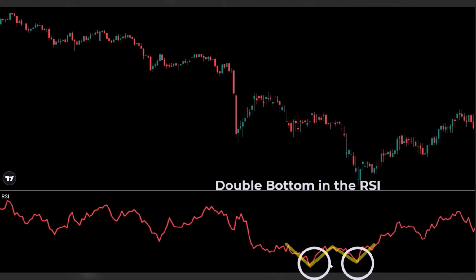Because of this, a double bottom in the RSI can often act as an early warning that the bearish trend may be losing strength. However, just like the double top, the pattern itself is not the entry signal. The stronger signal appears when the RSI breaks above the small pullback between the two bottoms. That breakout shows that bullish momentum is starting to build and the market may soon move higher.